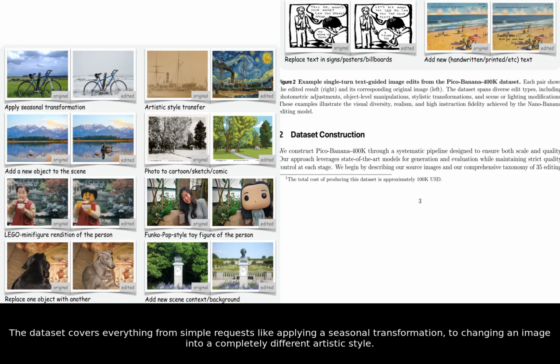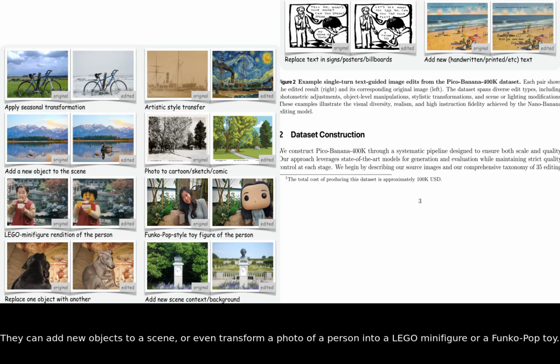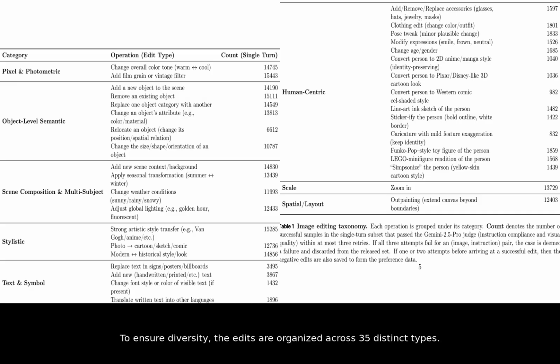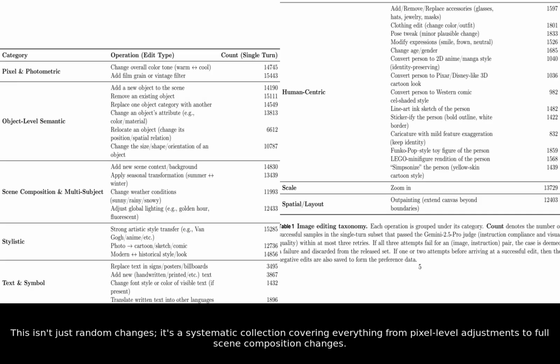The dataset covers everything from simple requests like applying a seasonal transformation to changing an image into a completely different artistic style. They can add new objects to a scene or even transform a photo of a person into a Lego minifigure or a Funko Pop toy. To ensure diversity, the edits are organized across 35 distinct types. This isn't just random changes, it's a systematic collection covering everything from pixel-level adjustments to full scene composition changes.